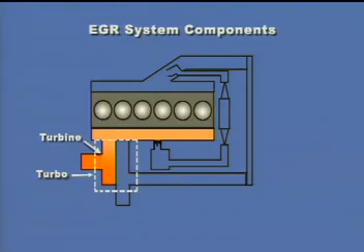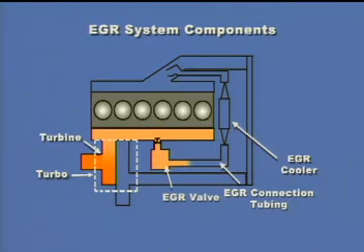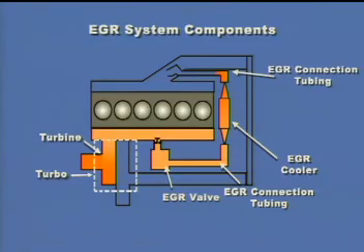When commanded to do so, the EGR valve opens and allows more exhaust gas to flow. The gas then flows through the EGR connection tubing toward the EGR cooler. The recirculated exhaust gas then enters the water-cooled EGR cooler, where its temperature is reduced. The cooled gas then continues to flow through the exhaust tubing to the intake side of the engine.